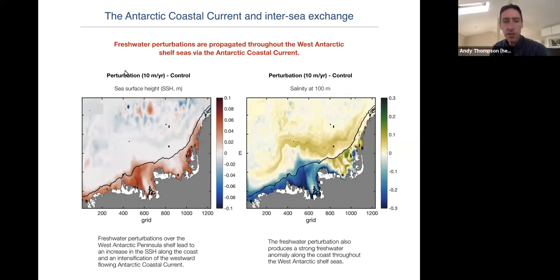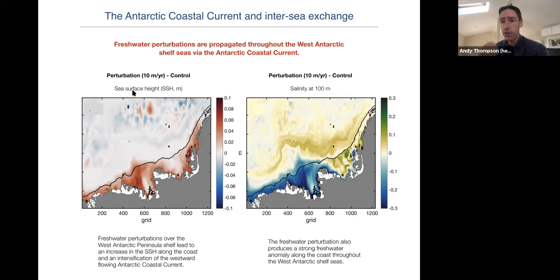And what you see here is, if I look at the difference between the perturbation and the control, when you add fresh water at the Antarctic Peninsula, we see a change, in particular here in sea surface height, that happens all throughout West Antarctica, the West Antarctic shelf seas, and is principally confined to the coast. So there's a propagation of this perturbation throughout West Antarctica that is carried by the Antarctic Circumpolar Current.